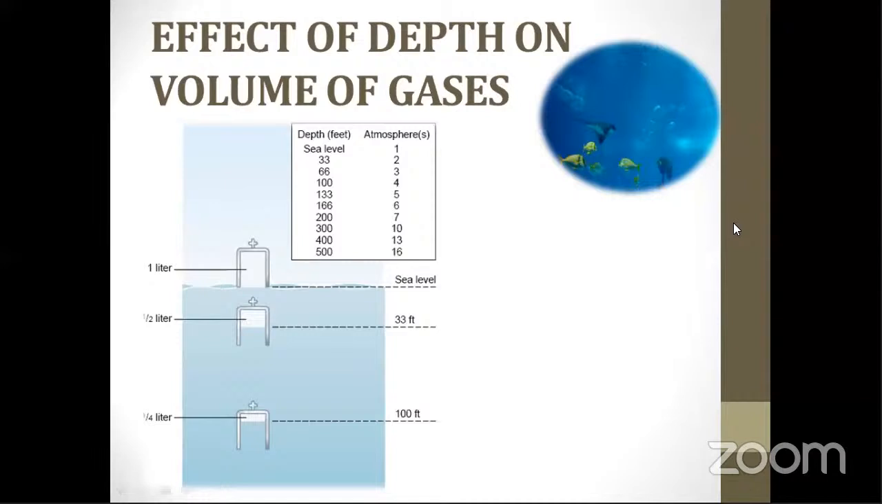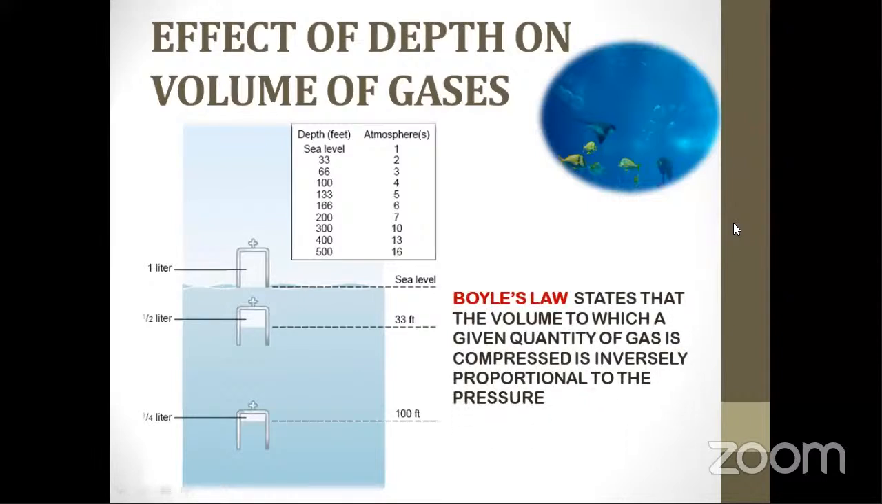When the pressure is increased, the volume of gas which is compressed will decrease. And that is called Boyle's law, isn't it? Boyle's law states that the volume to which a given quantity of gas is compressed is inversely proportional to pressure. So when the pressure increases, the volume of gas will decrease. You can see that at sea level, it is 1 atmospheric pressure, and at 33 feet down, it is 2 atmospheric pressure.